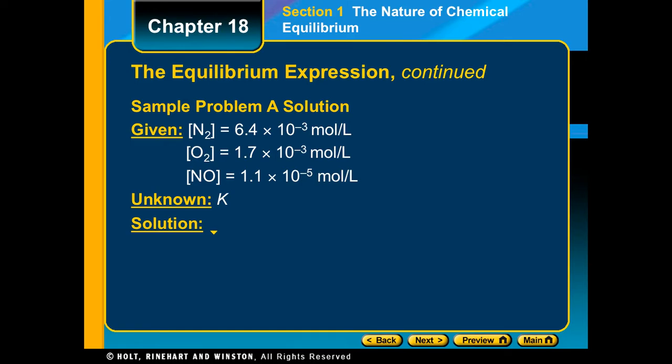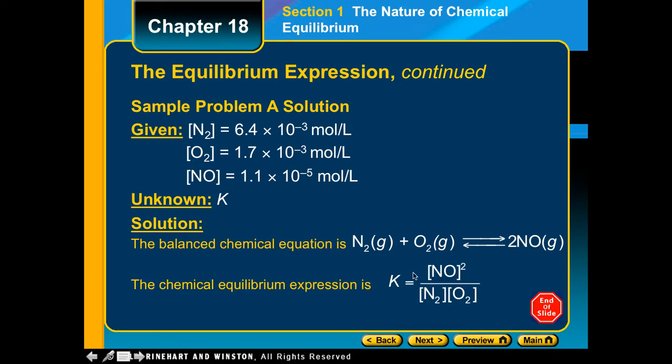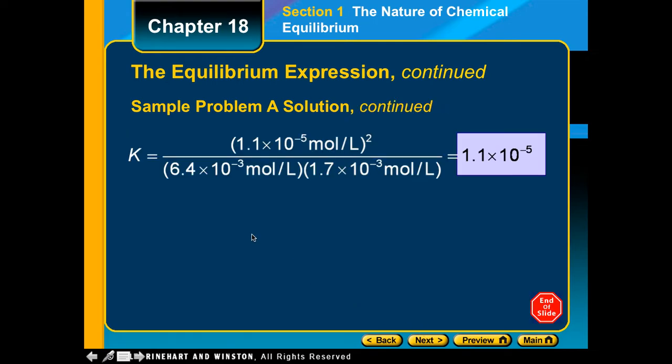Let's write the balanced chemical equation: N2 plus O2 to give 2NO. Therefore, K equals the concentration of NO to the power 2. This power 2 is referred to by the coefficient here. Divided by the concentration of N2 times O2. Just substitute as follows. You'll get that K equals 1.1 times 10 power negative 5.